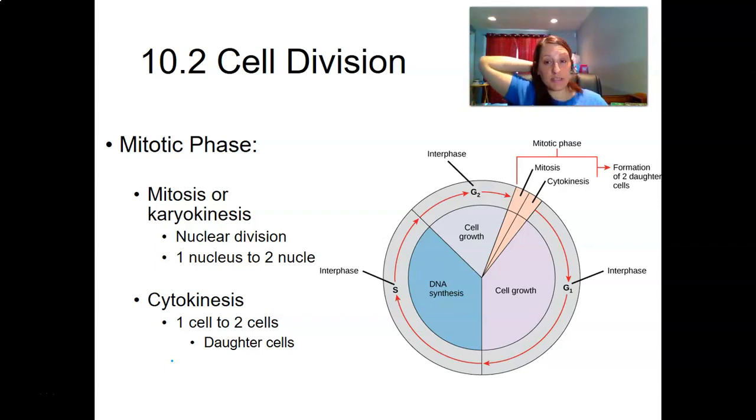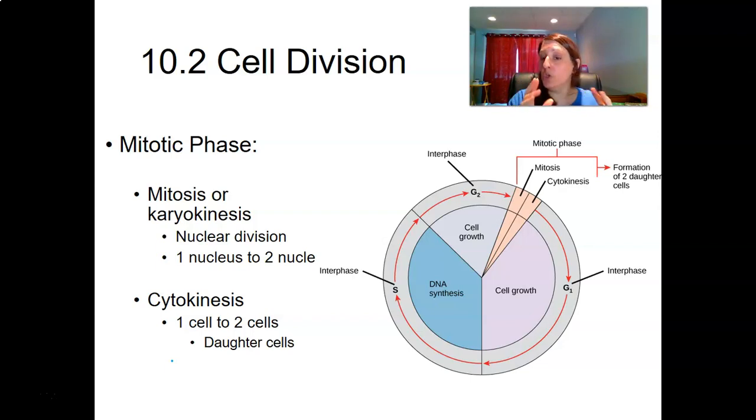Mitosis is considered to be the division of the nucleus. So during mitosis, we go from one cell, the parent cell, with one nucleus, and by the end of mitosis, we have two nuclei. And those nuclei, again, are genetically identical. They have the same number and types of chromosomes.